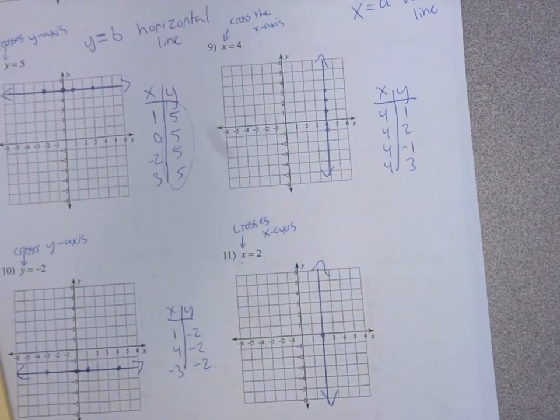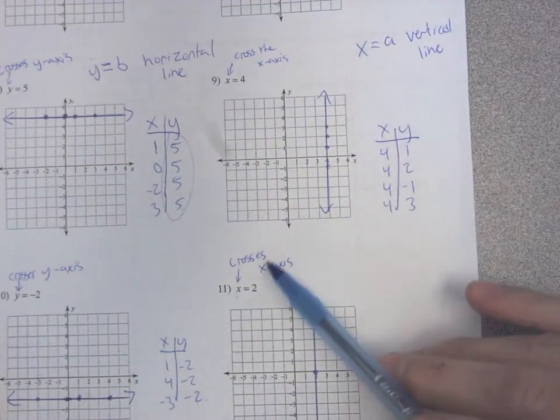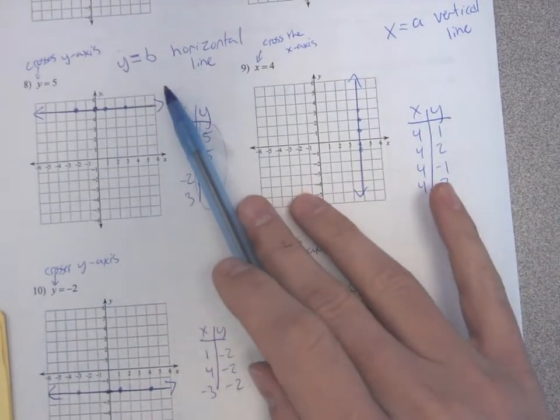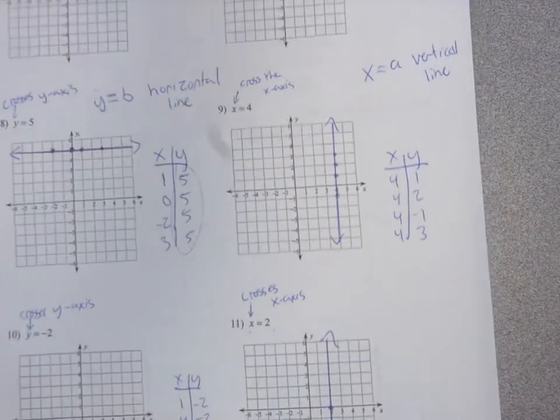There you go. It's also a vertical line. All equations that have x equals a number are going to be vertical lines. All equations that have y equals a number are going to be horizontal lines. Okay, let's look at a couple more here.